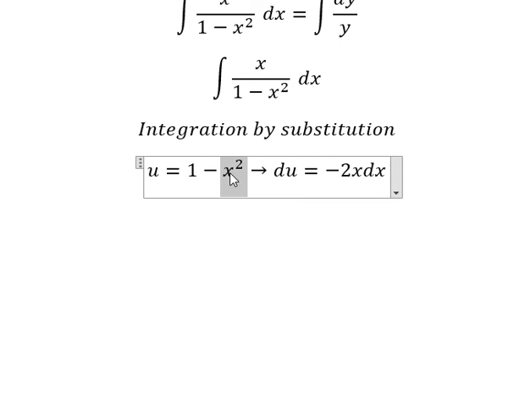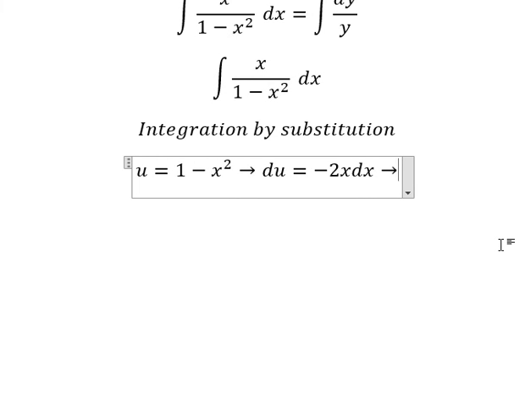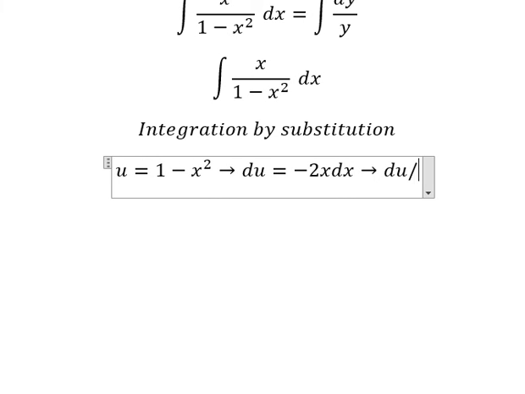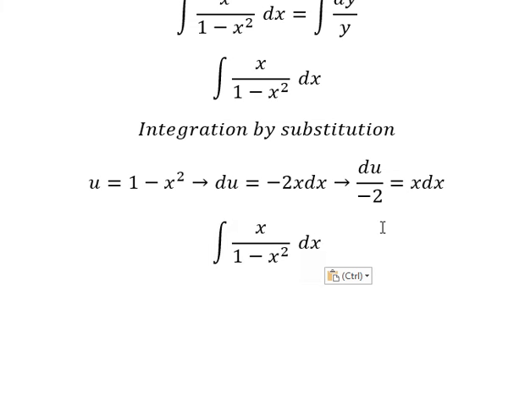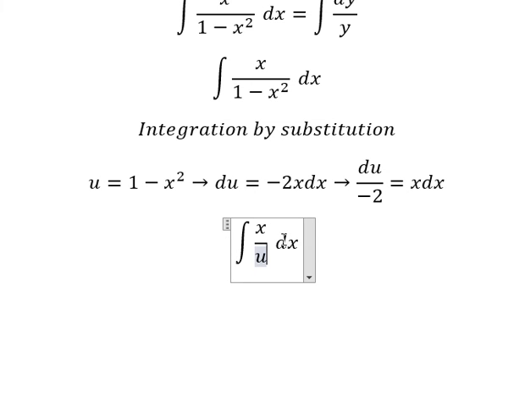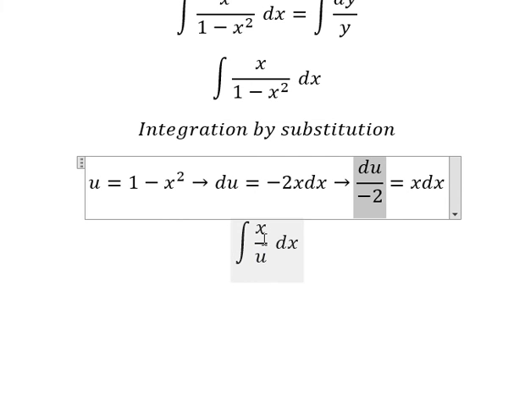First, the derivative of x squared we have 2x. This one is a constant, so you get 0 in here. Because we don't have negative 2, we need to divide both sides by negative 2. This one we change by u. The x, we change by this one.